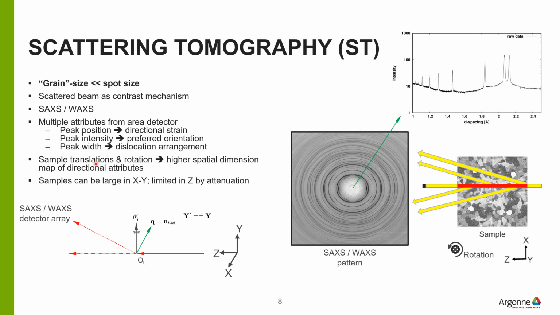And of course, like I alluded to before, if you start to translate and rotate, you get higher dimensional spatial maps and also directional attributes, and also fill in the pole figure, so to speak. And of course, in some cases, the samples can be larger in X and Y, because if you're trying to make a simple 2D map, you can simply translate. Sample sizes are typically limited in Z by attenuation. Okay.